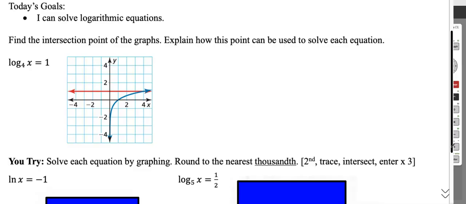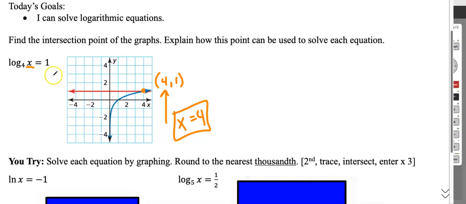You've got log base 4 of x equals 1, and we've graphed it, and this is what we have. Finding the intersection is where they cross, which is at the point (4, 1). How can this point be used to solve the equation? If you look at the x value, because usually when we're solving we want to get what x is, your answer to this solution is x equals 4.